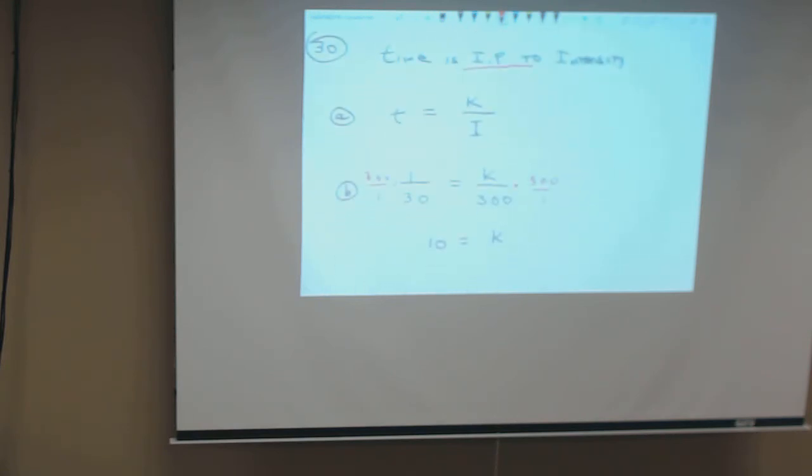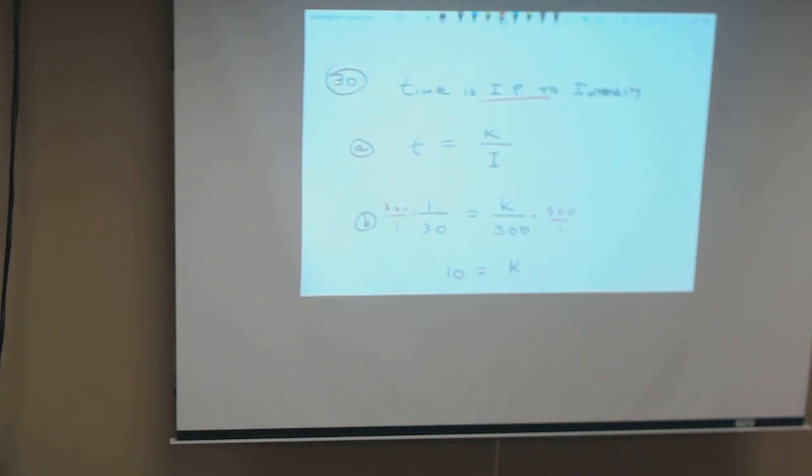And 30 is the same way, except it says inversely proportional. And when it says that, that means I go T equals K over I, where I is the intensity. So for problem B, if the correct exposure is 1/30, so I put 1/30 here, equals K over 300. Find the value of K. Multiply both sides by 300 and K is 10.